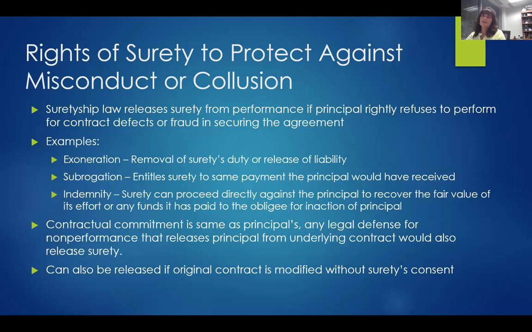Contractual commitment is the same as the principal, so any legal offense that would release the principal from the underlying contract for non-performance would also be in place for the surety. So essentially they get the same rights as the principal if there's any reason to go back against the original contractor, obligee, the person who's doing the contracting. And they can also be released if the original contract was modified without their consent. They need to be party to everything that goes on with the contract, since they are making promises to fulfill that contract.